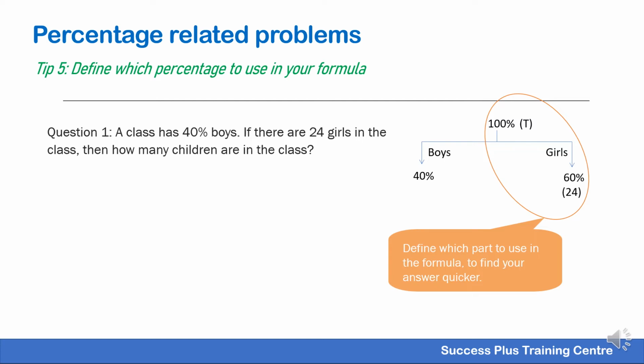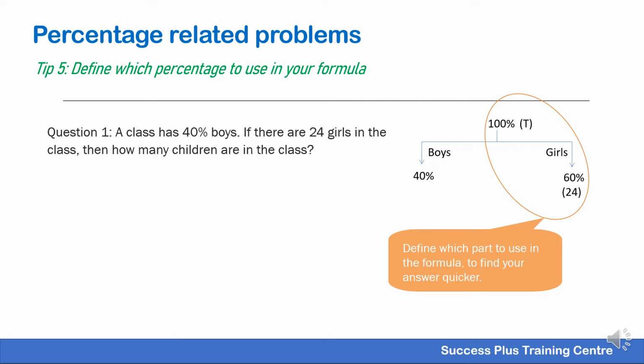The representation of the boys in the class equals 40%, whereas the question has given us the number of girls in the class. So you can't see the representation of girls in the class in the question. But using the previous tip, we should be able to find this detail easily.